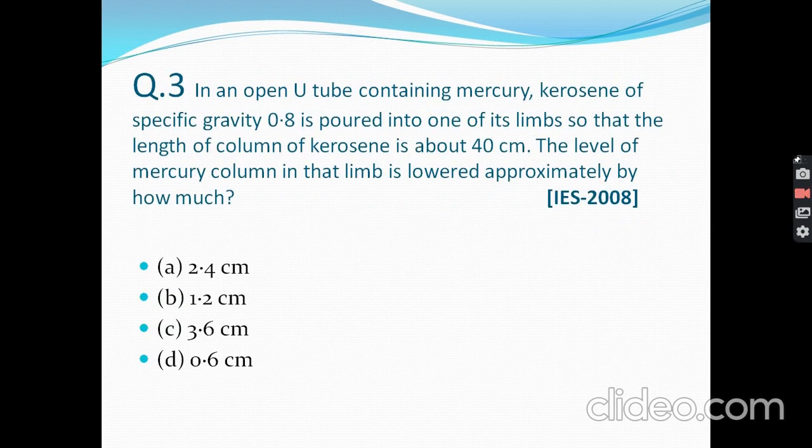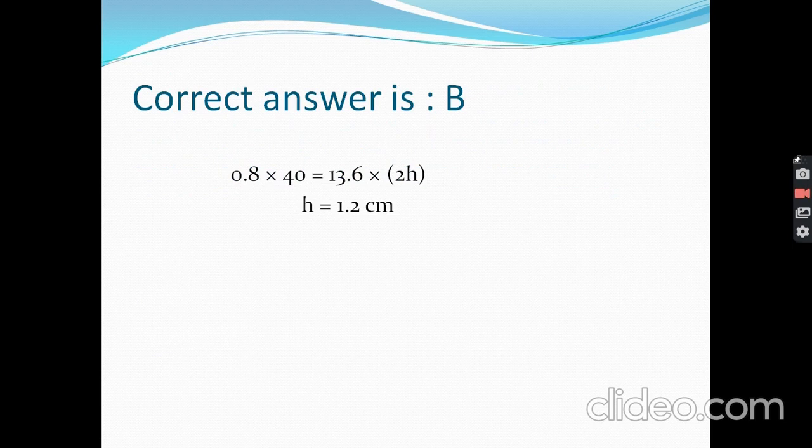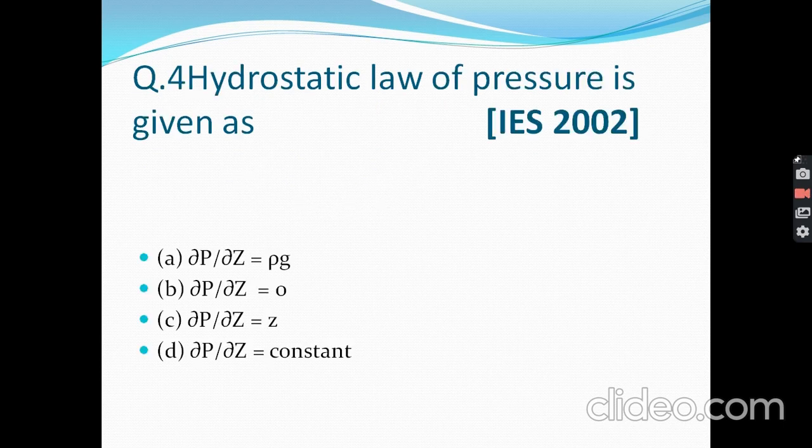Question 3. In an open U-tube containing mercury, kerosene of specific gravity 0.8 is poured into one of its limbs so that the length of the column of kerosene is about 40 cm. The level of the mercury column in the other limb is lowered by approximately how much? Option A 2.4 cm, option B 1.2 cm, option C 3.6 cm, option D 0.6 cm. So the correct answer is B. Here, equating columns, 0.8 into 40 is equal to 13.6 into 2h. So h is equal to 1.2 centimeter.